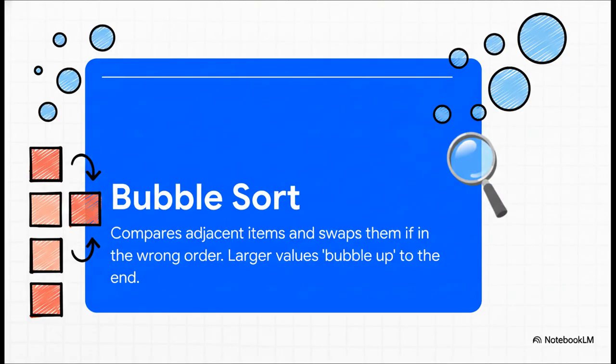Its strategy is really simple. It just steps through the list, looks at two items right next to each other, and swaps them if they're in the wrong order. It keeps doing this, and the larger values slowly bubble up to the end of the list, just like bubbles in water. Now, it's not the fastest method out there, not by a long shot, but its simplicity is perfect for when a list is already almost sorted.